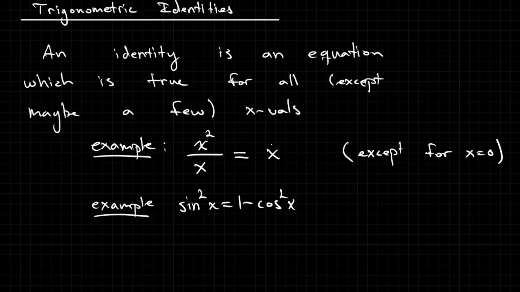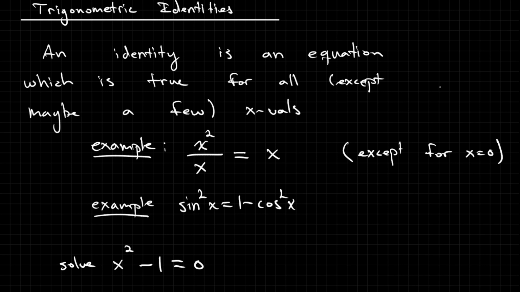Now, contrast that with an equation, which might look like something like solve x squared minus 1 equals 0. There's only a couple x's for which x squared minus 1 is equal to 0, and I would call this an equation instead of an identity. What we'll be doing in this section is we'll be using identities that we know and algebra techniques to prove that other trigonometric identities are true.